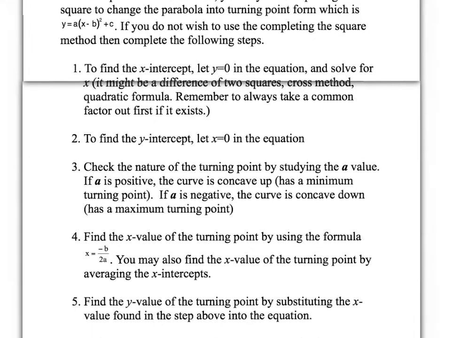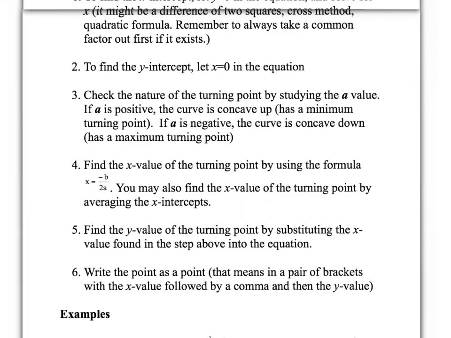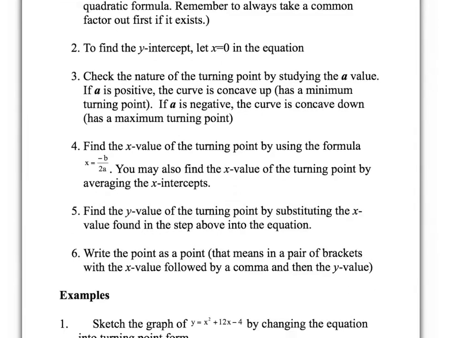Right, next step. Check the nature of the turning point by studying the a value. If a is positive, the curve is concave up, which has a minimum turning point. If a is negative, the curve is concave down. We discussed that in exercise 6b and also in 6c.